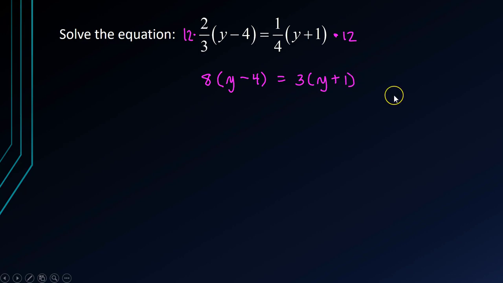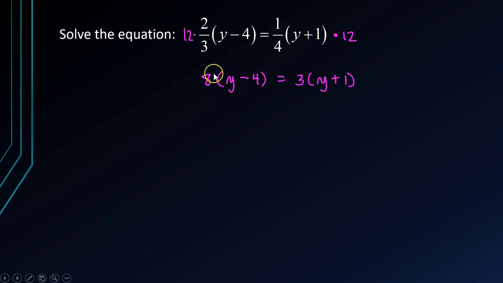I would end up with 8 times y minus 4 equals 3 times y plus 1. So I haven't gotten rid of any parentheses or anything, but the equations are the same. It's going to be the same solution because I did the same thing on both sides of the equation. I didn't get closer to an answer yet. I just made the numbers that I'm working with something that's more comfortable for most people.